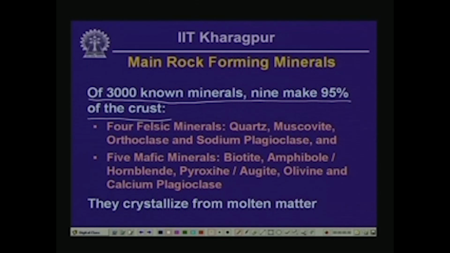4 of these minerals are felsic minerals, light colored minerals: quartz, muscovite, orthoclase and sodium plagioclase, and 5 of these minerals are mafic minerals. They include biotite, amphibole or hornblende, pyroxene or augite, olivine and calcium plagioclase. So, the silicate minerals that crystallize out of molten matter, 9 of them are of major interest in our case.